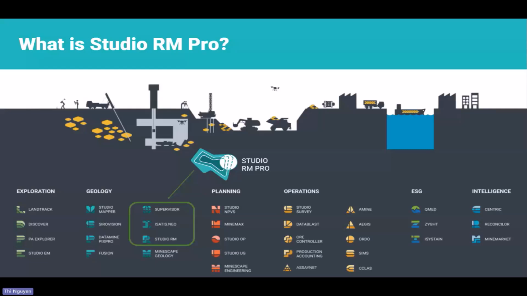So Studio RM, Supervisor and Snowden Neo. When you purchase this bundle, all the software packages can be used independently of each other, and you effectively have the most power and solutions for your resource estimation chain once you have these 3 things under the Datamine umbrella. We will be using these 3 products throughout the series so that you get a little preview of what they can do for you if you choose to utilize them.